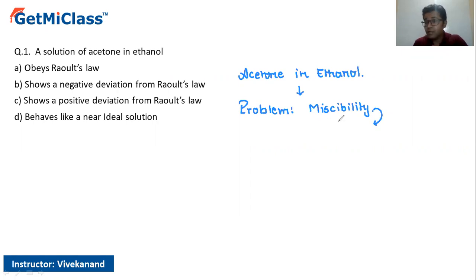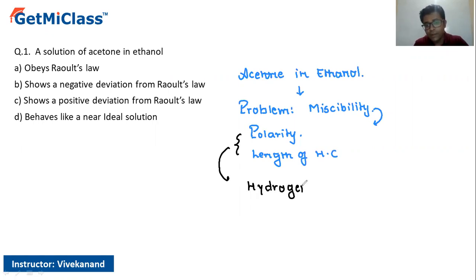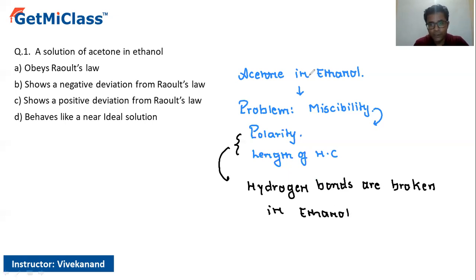Now, the miscibility occurs because of two aspects. One is because of the issues with respect to the polarity between the two liquids. And the second one is with respect to the length of the hydrocarbon chain. Now, this particular thing has a direct impact on breaking the hydrogen bonds. So therefore, the hydrogen bonds are broken. Now they are broken in ethanol.